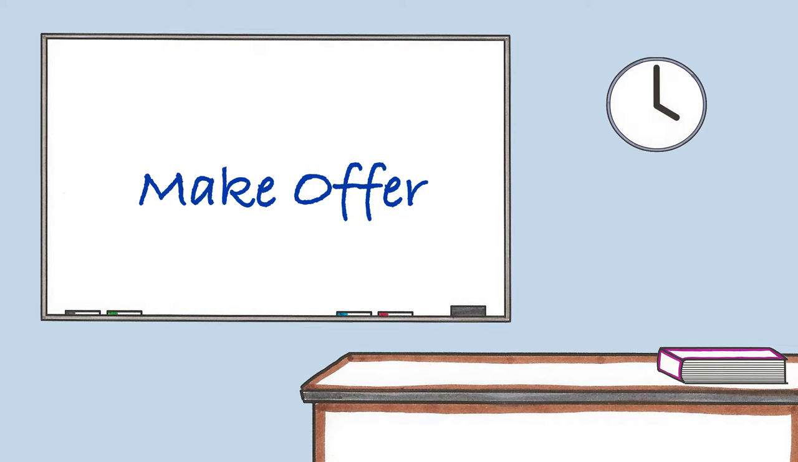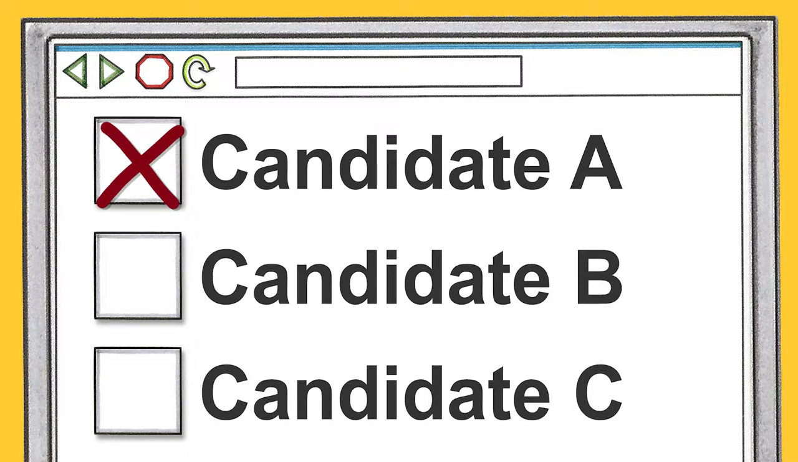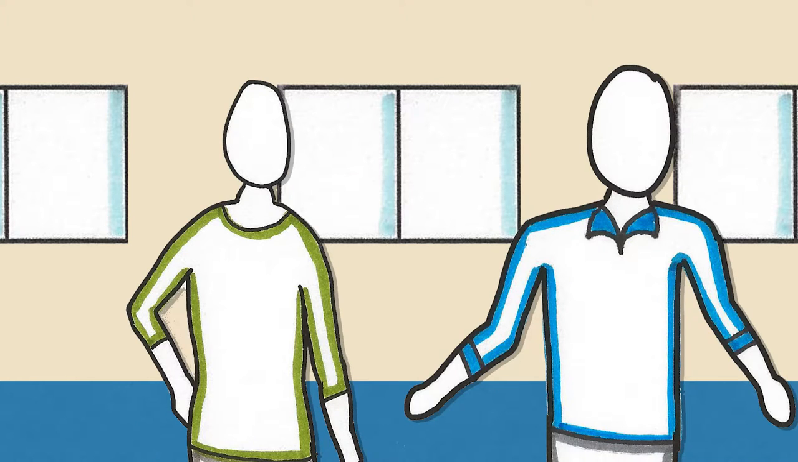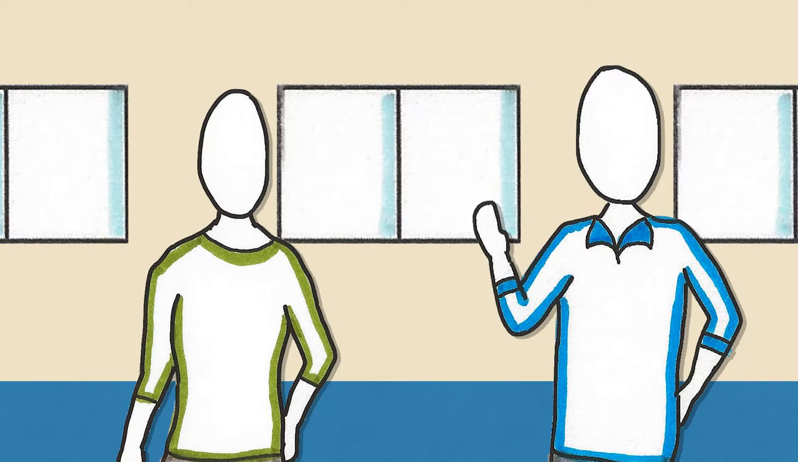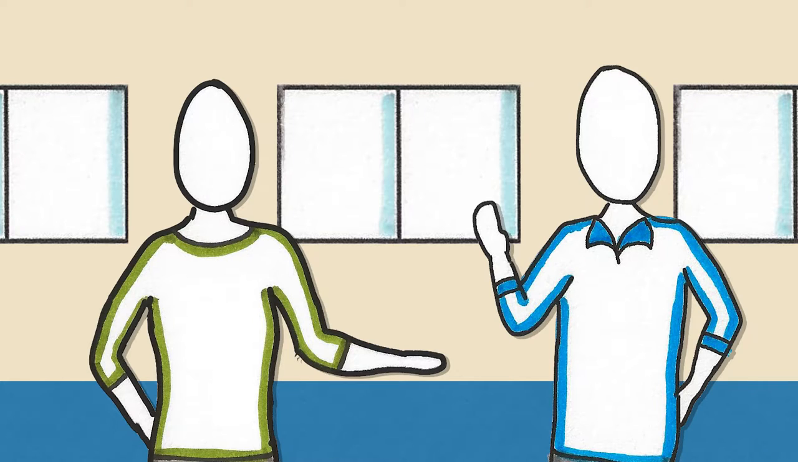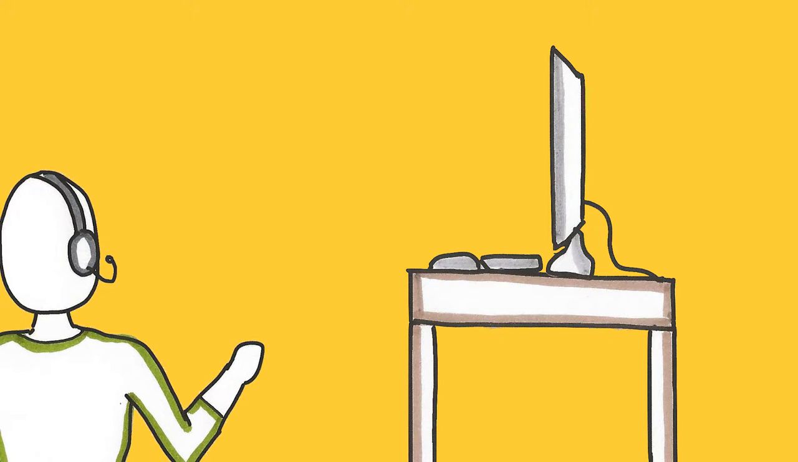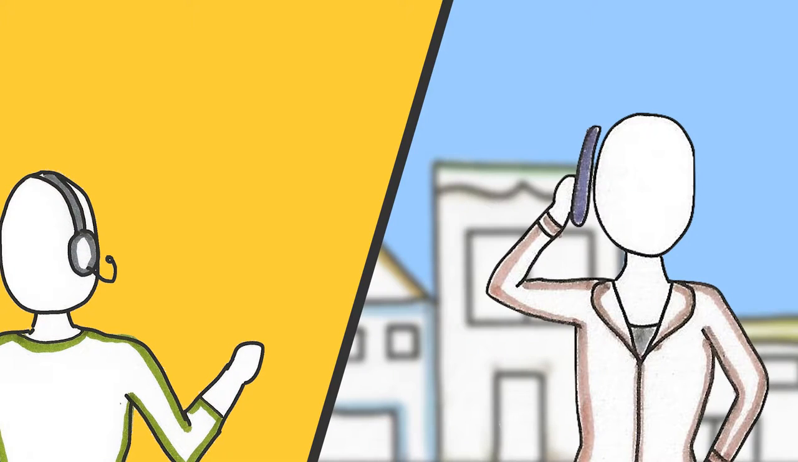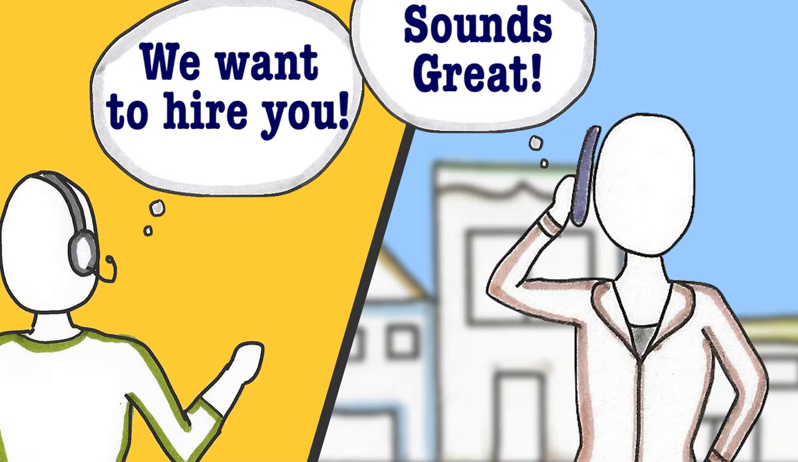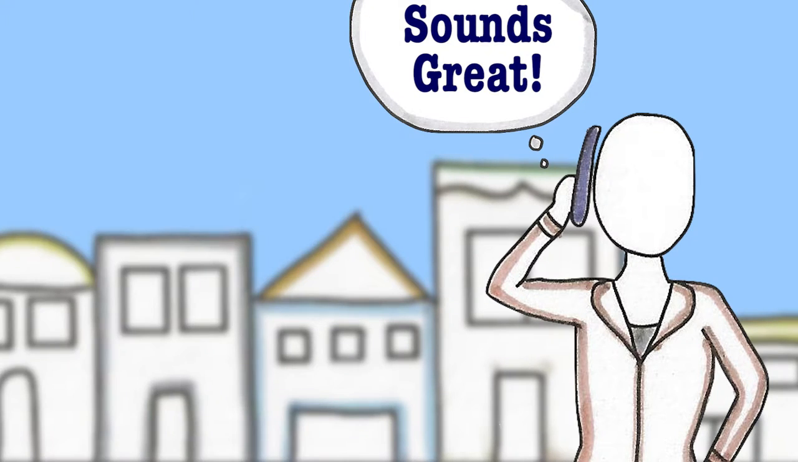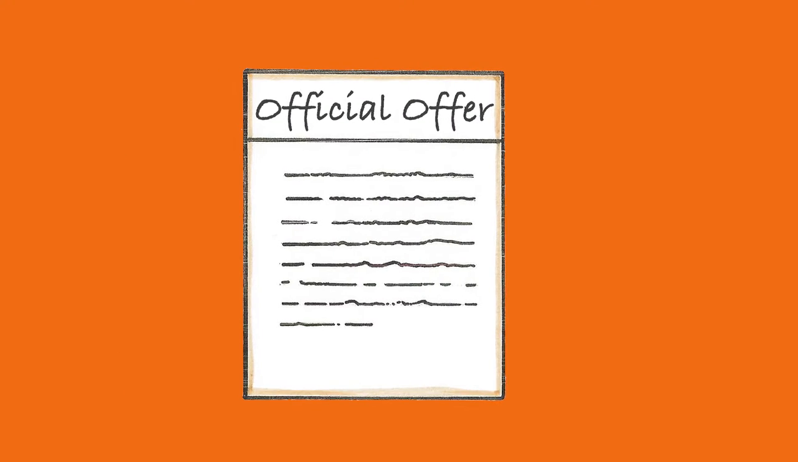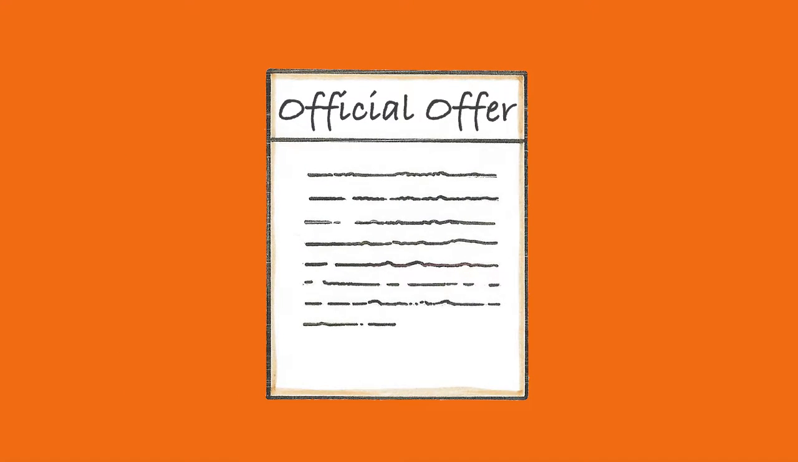Make offer. Once you've completed your interviews and selected your final candidate, discuss the details of the proposed employment offer with your talent acquisition specialist, who will then initiate the required approval process. After all approvals are received, you can make a verbal offer to your candidate. After the candidate accepts your offer, your talent acquisition specialist sends the official written offer letter to the candidate.